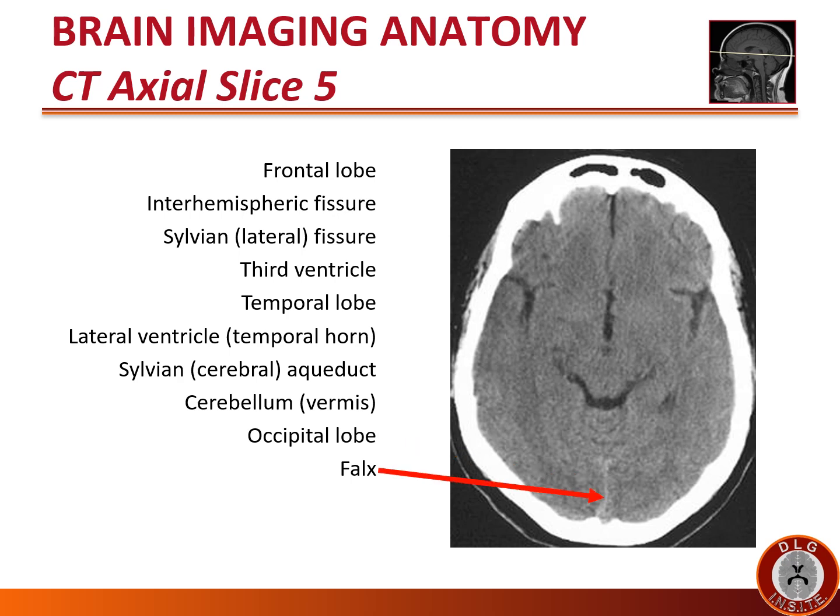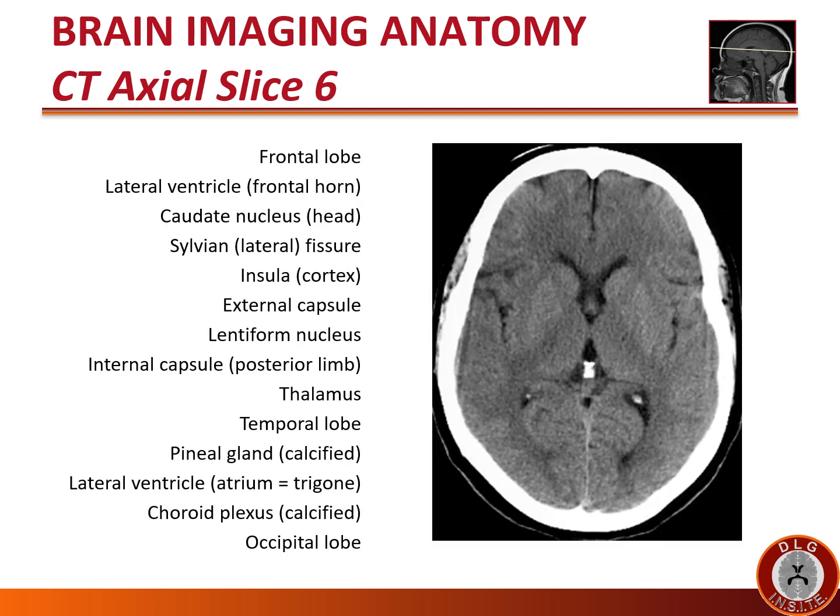Here we see the hyperdense dural structure called the falx in between the two cerebral hemispheres, in this case between the two occipital lobes. And as mentioned previously, the falx looks like the stem of a wine goblet at this level. We now move one slice rostrally to slice 6.